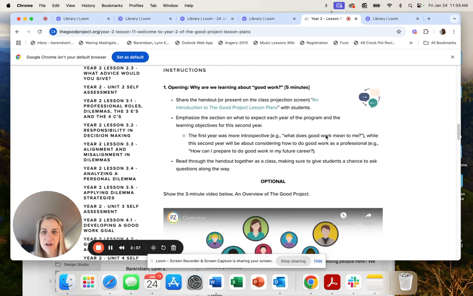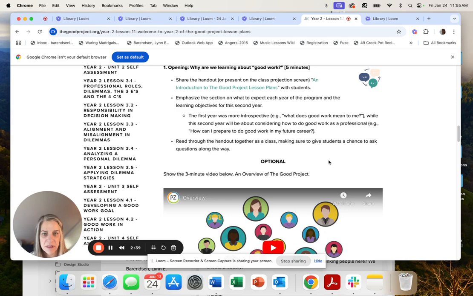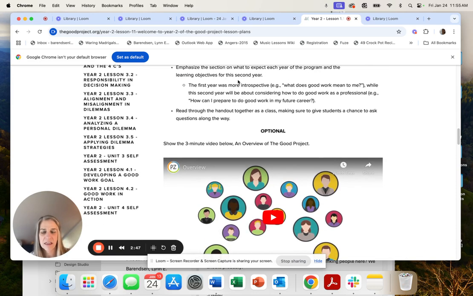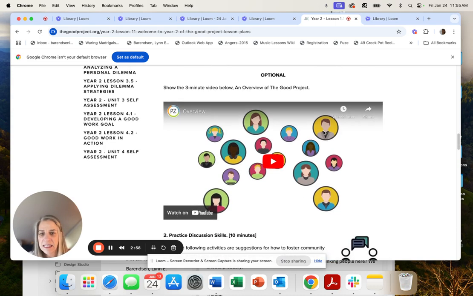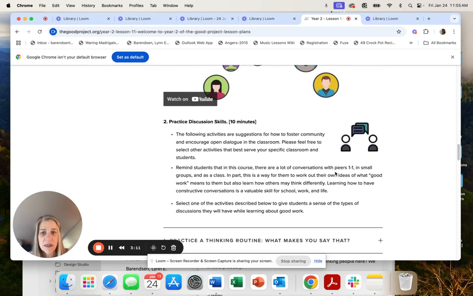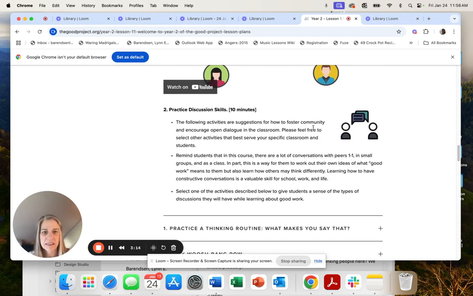There's a handout, and then there's also an introduction to the Good Project lesson plans. Emphasize the section on what you expect each year of the program and what the learning objectives are for the second year. So the first year was very introspective. It was a lot about what does good work mean to me? And again, the second year is going to be more thinking about what it is to do good work as a professional. So what will that look like in a potential career? Here's an optional video.